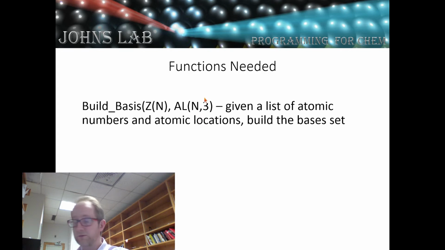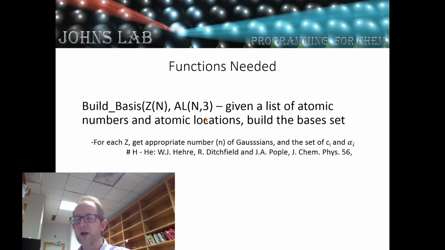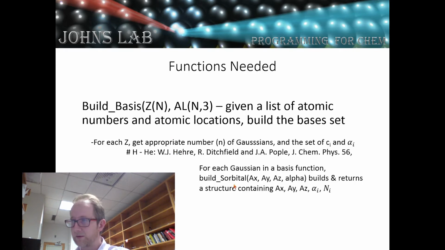And then for each type of atom, we're going to need to get the appropriate combination of Gaussians to make up our basis functions. We're just going to get this from the literature. And so for each Gaussian basis function, we're going to use our function build s orbital to build that individual Gaussian basis function.